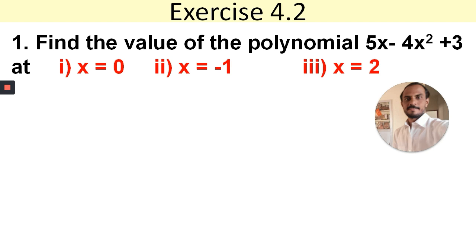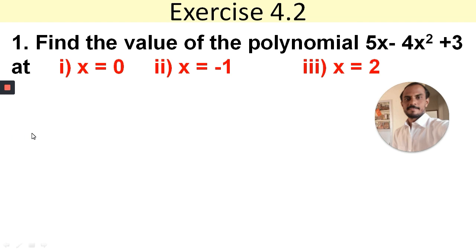The first one at x is equal to 0. The second one at x is equal to minus 1. And the third one at x is equal to 2. Okay, students. We have to see how we have to solve this one. The first one x is equal to 0 is there now. On that one concept. Firstly, we should consider the given polynomial 5x minus 4x square plus 3 is there now.